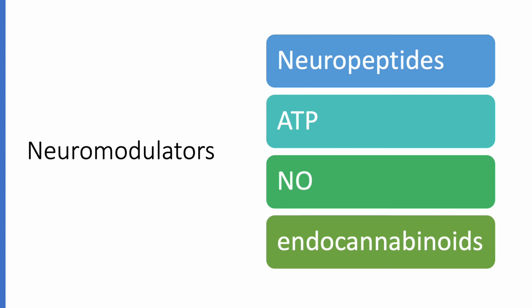Neuromodulators include neuropeptides. In fact, that's the largest class of neuromodulators. As well as ATP, adenosine triphosphate. This normally is our energy carrier, but it also can be released into the synaptic cleft, and there it can move to bind some receptor on either presynaptic or postsynaptic neurons. Nitrous oxide, or NO, we'll talk about its role in vasodilation later. And then finally we have these endocannabinoids.